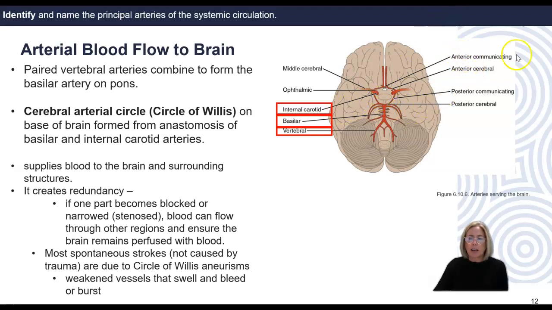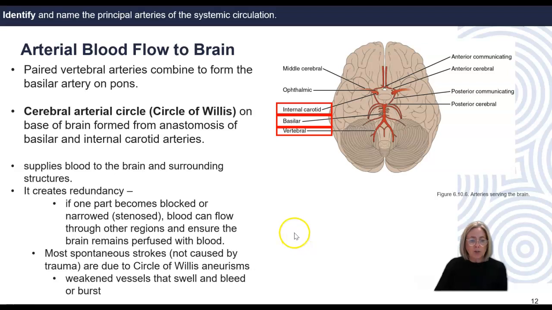And so you can see here the anterior communicating, anterior cerebral, posterior communicating, and posterior cerebral, all forming that cerebral arterial circle. Remember, everybody, that we just expect you to know the ones that are highlighted in red there. So the cerebral arterial circle supplies blood to the brain and surrounding structures. We say that it creates redundancy. What does that mean? It means that if one part becomes blocked or narrowed, just remember that word stenosis, meaning narrowed, blood can flow through other regions and ensure the brain remains perfused with blood.